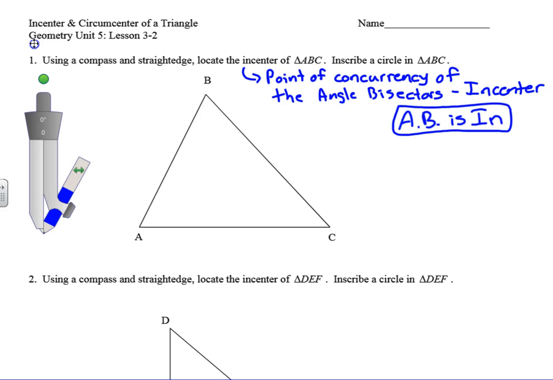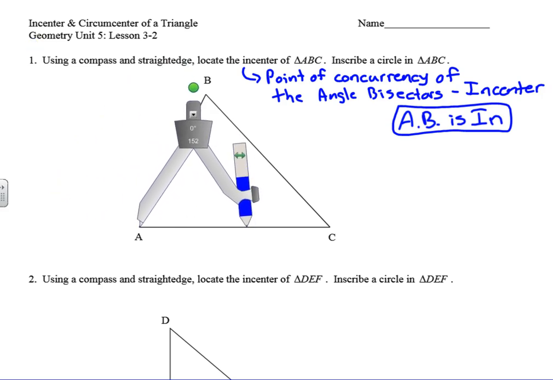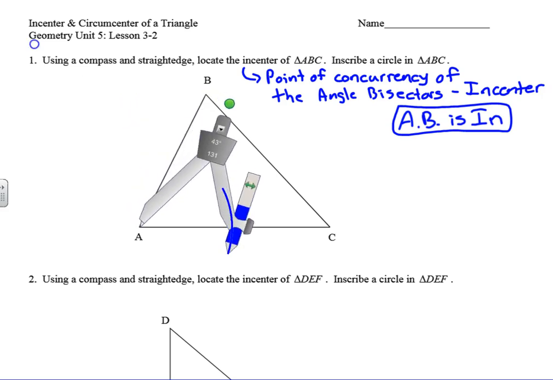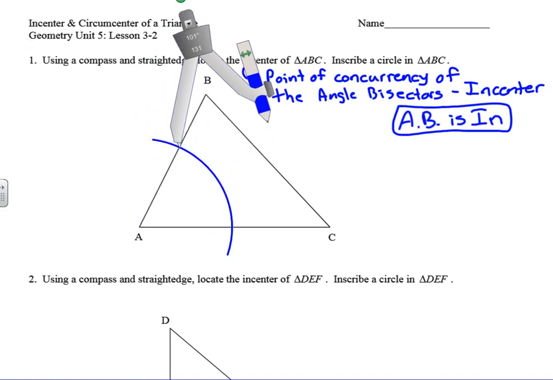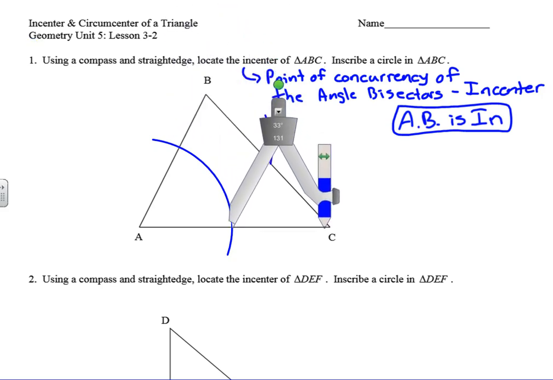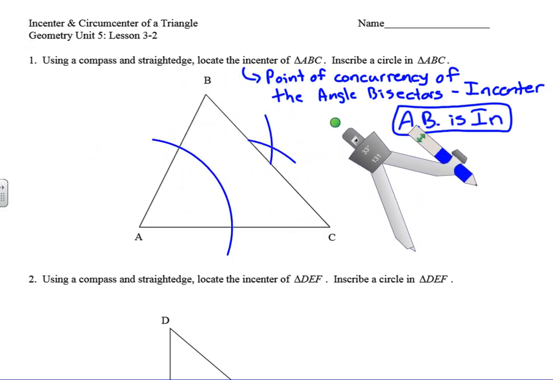Okay, so we only have to do two of them, so we're going to do an angle bisector construction here. Now I'm going to pick angles A and C, and I'll kind of show you why a little later. So for angle A, I've got to do my reference arc. All right, and then we'll come up here, we'll come down here, and that will give us the angle bisector for angle A. So straight edge.